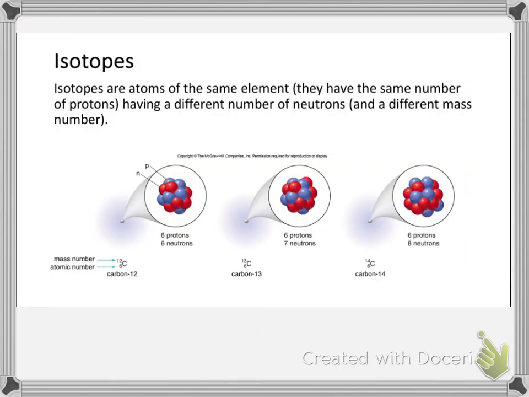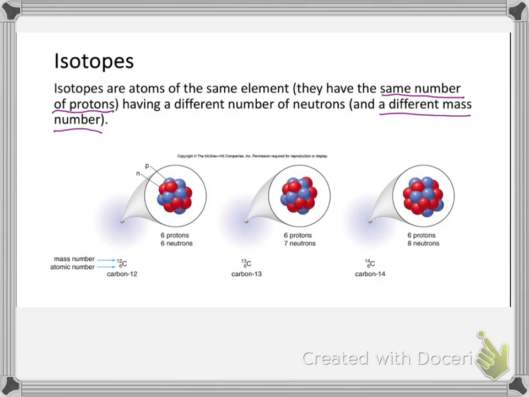So let's start by reviewing isotopes. Okay, so this is the definition. In fact, I took this slide from the chapter we learned isotopes in. So it just gives you the definition. Isotopes are atoms of the same element, which, remember, it's the protons that determine the identity of the element, but they have a different number of neutrons. And so then it says, and a different mass number.